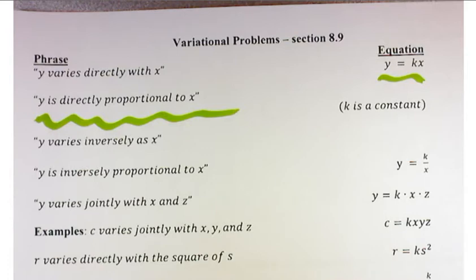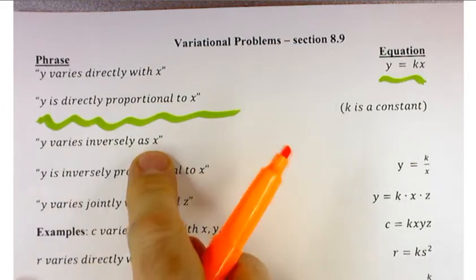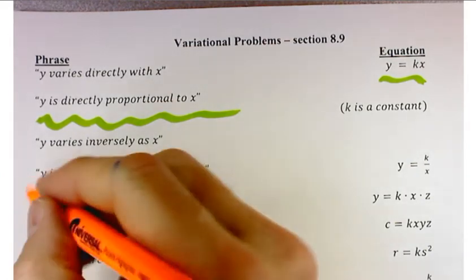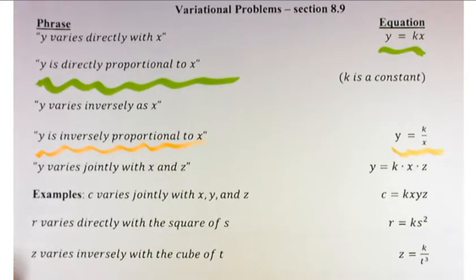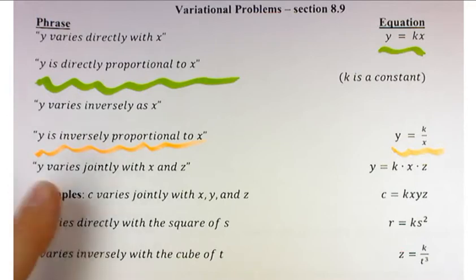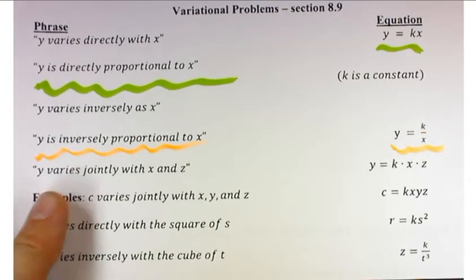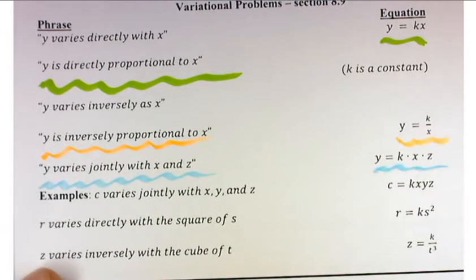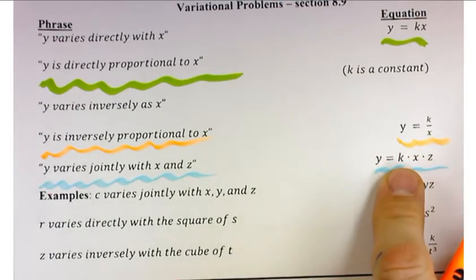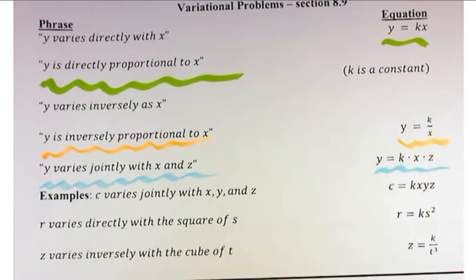Likewise, there's a couple other things we can say. y varies inversely as x, or y is inversely proportional to x. That's going to refer to a model like this, where y is some constant divided by x. The important thing to see here is that x is in the denominator. Lastly, y varies jointly with x and z. That reflects a model with more than one variable, but even though it has more than one variable, it still has just one constant.